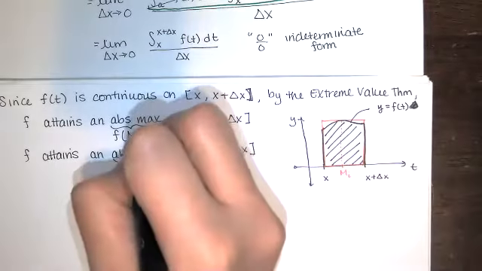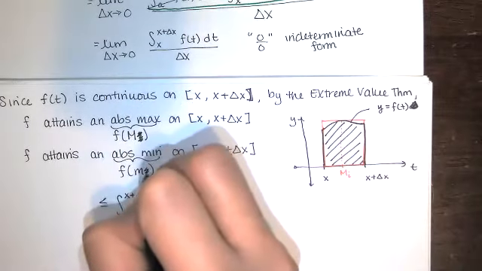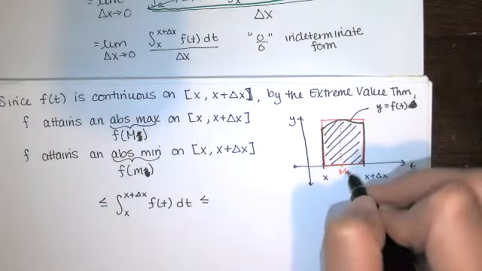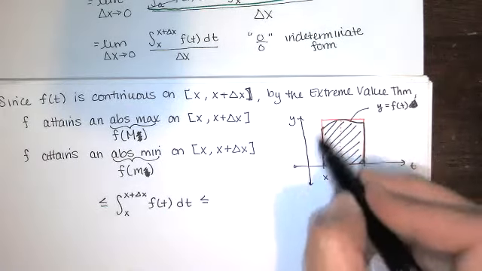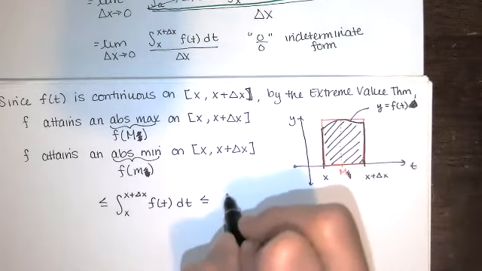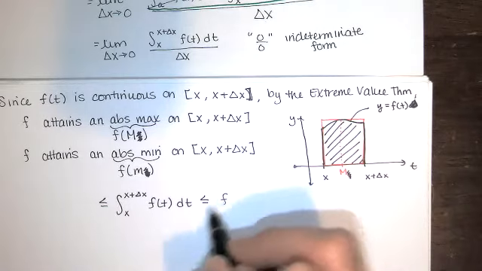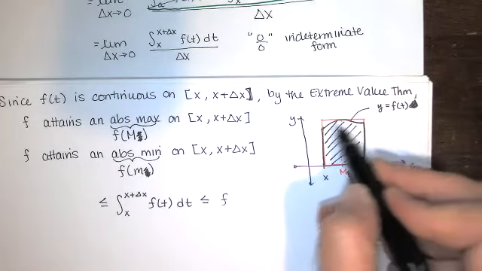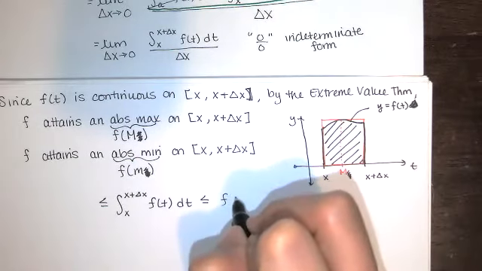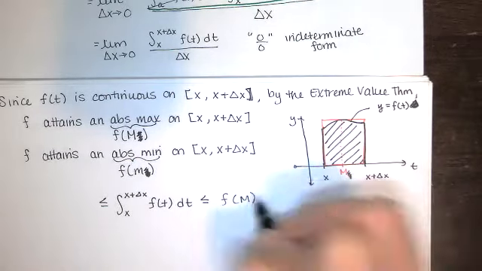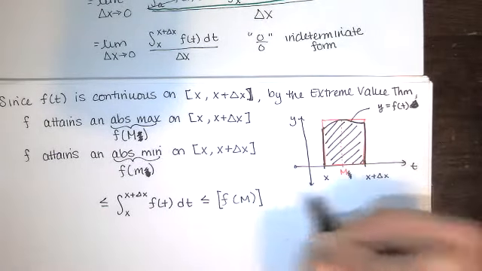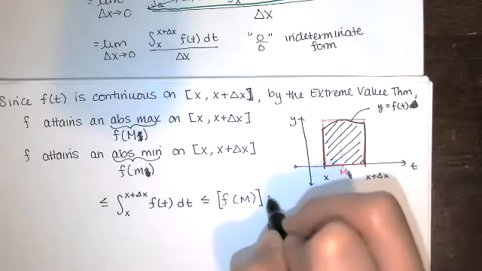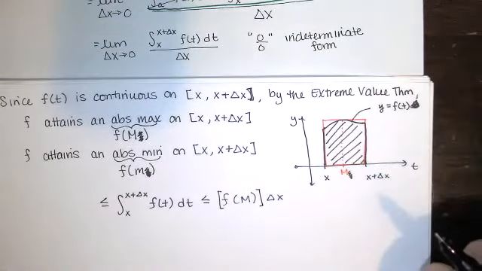I don't know why I put those little i's there. I guess I was just so used to it from our upper and lower sums. The i's aren't really necessary. So the area of that rectangle is going to be larger than the area under the curve, greater than or equal to, unless that function happens to be constant. So it's the maximum value times the width of that interval, which is delta x.